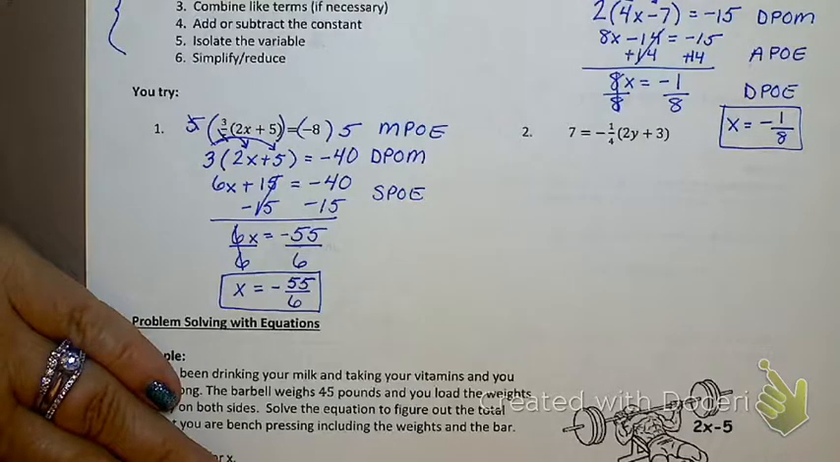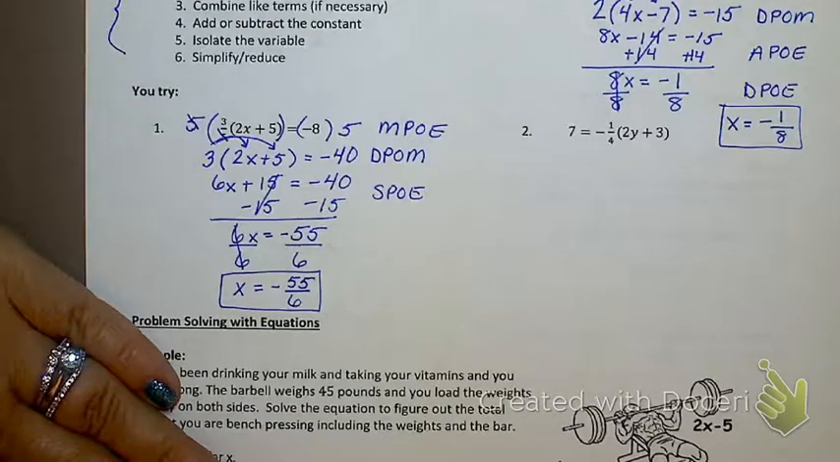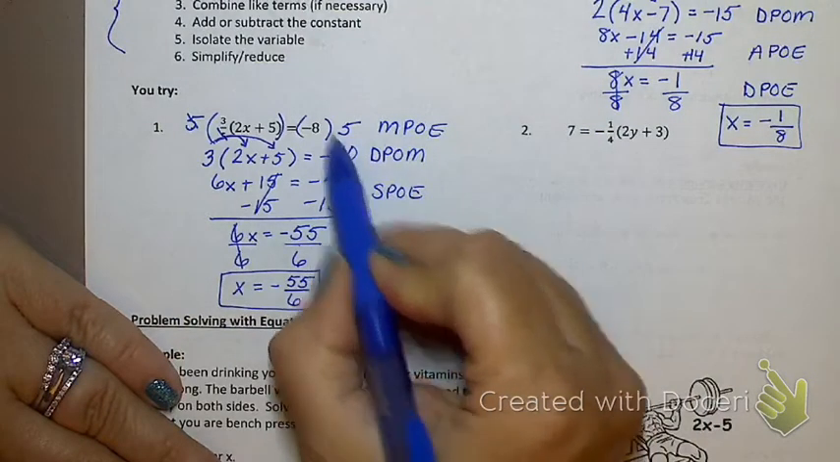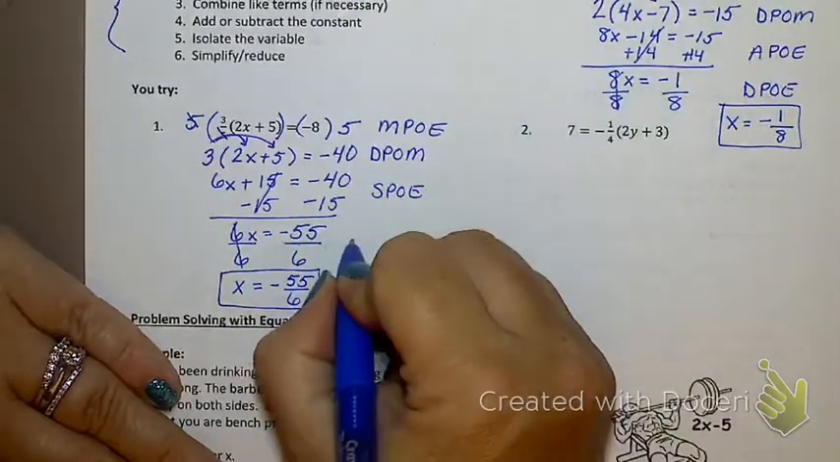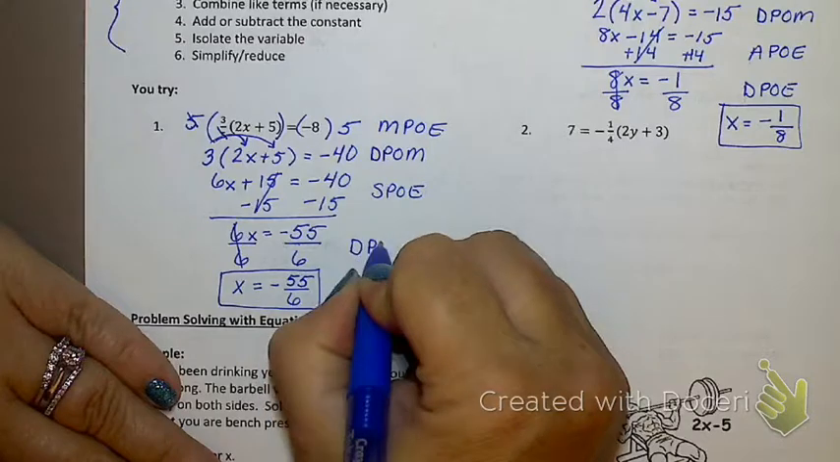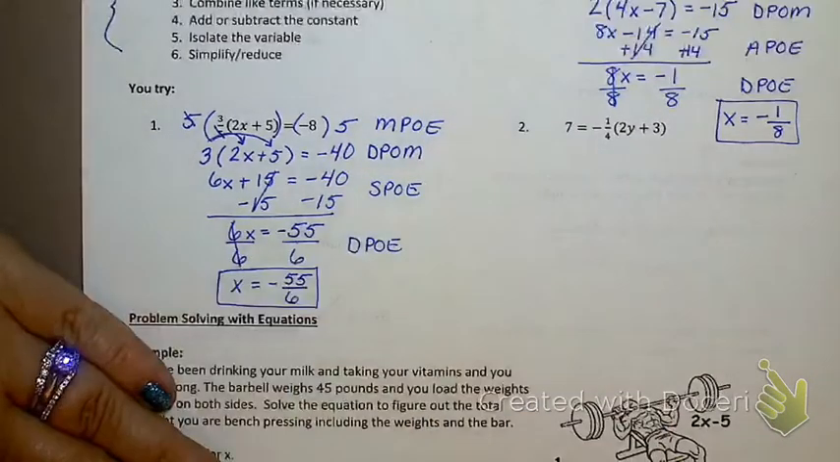Yes? Why don't you multiply negative 8 by 5? Did I not do that? Oh. I did. That's how I got the negative 40. Only thing I didn't do was my division property of equality labeling that one.